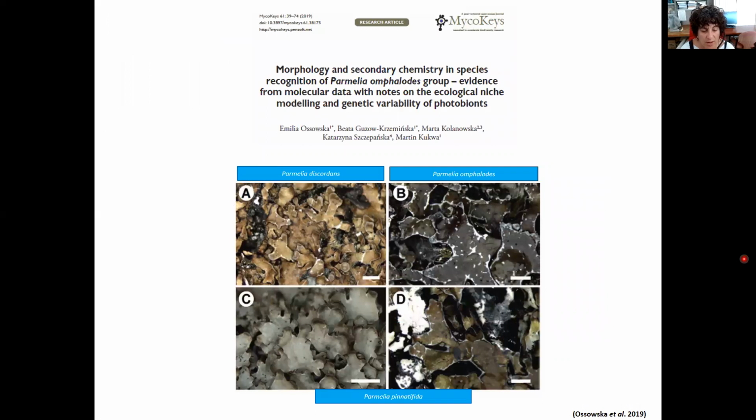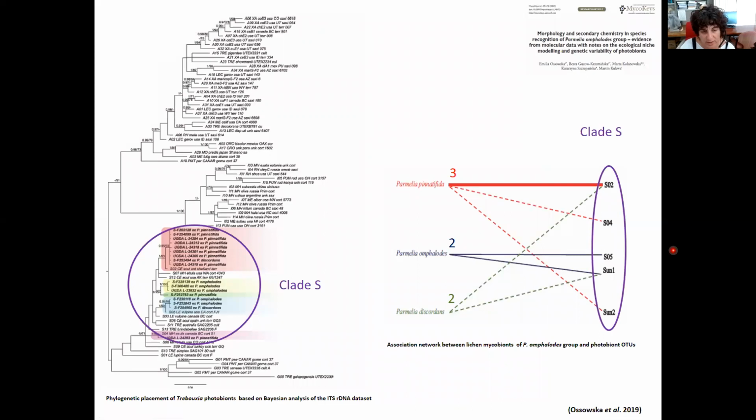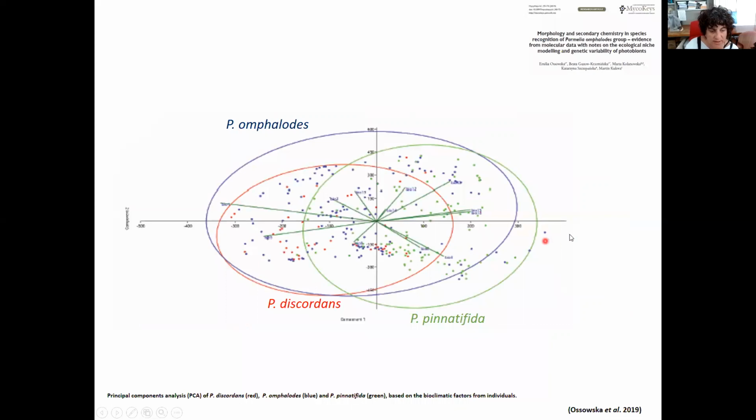Recently, Osyczka evaluated the genetic variability of phycobionts within the Parmelia omphalodes group, which includes Parmelia discordans, Parmelia omphalodes, and Parmelia pinnatifida, all taxa associated with Trebouxia clades, and showed moderate selectivity in their phycobiont choice. PCA results show that Parmelia omphalodes was characterized by the highest bioclimatic variation.